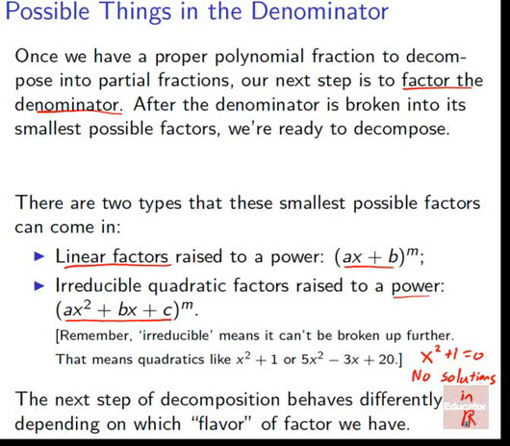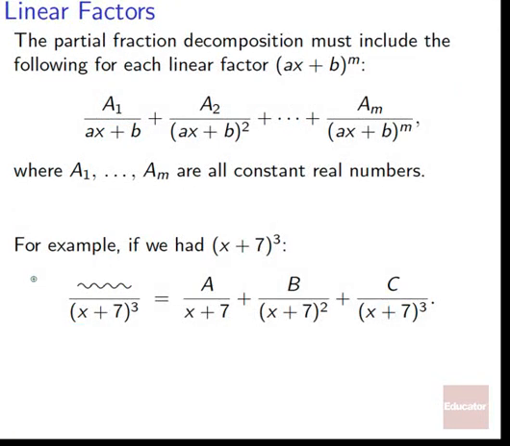The next step of decomposition will behave differently depending on which flavor of factor we have, whether we're at a linear factor or an irreducible factor, and we'll look at the two one after another. Linear factors: the partial fraction decomposition must include the following for each linear factor of the form (ax plus b) to the m. It's going to have this in its decomposition: A1 divided by ax plus b, plus A2 over (ax plus b) squared, plus, notice that it keeps stepping up with the exponent on the bottom until eventually we get up to our mth step, because we had m of them to begin with, so we have to have m of them in the end.